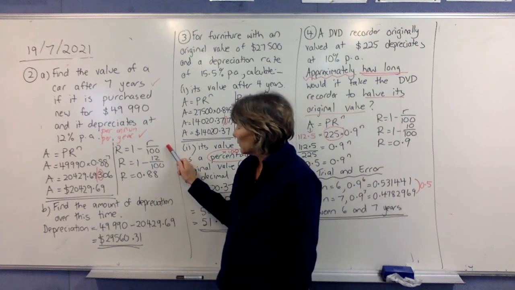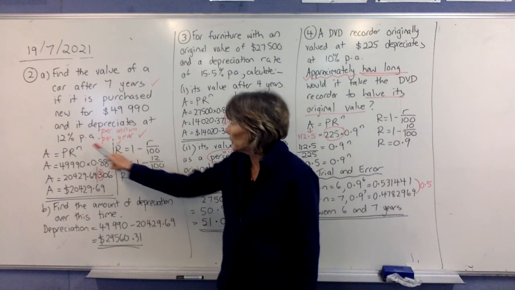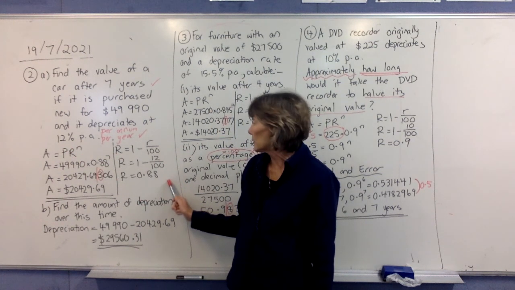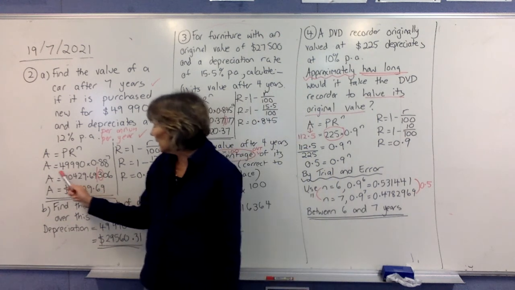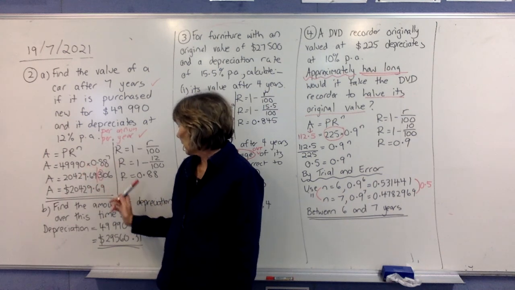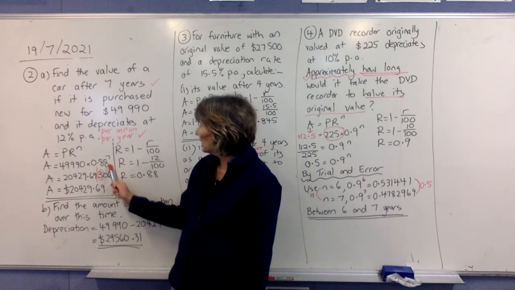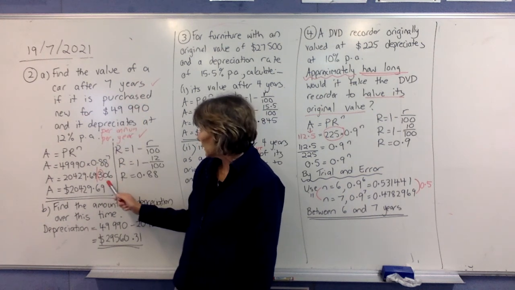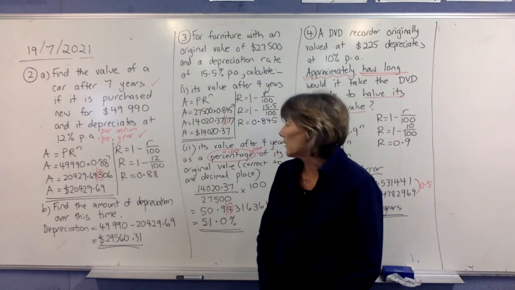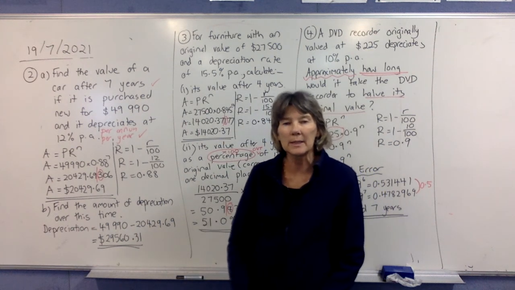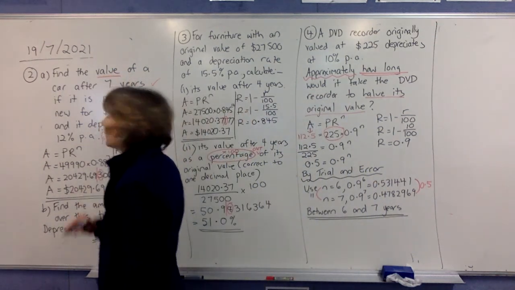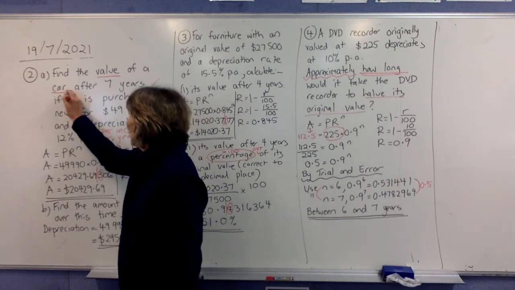So over here we're starting to do our capital R, put our depreciation rate of 12 in here, and we get our decimal to be R equals 0.88. Then come over here, we're putting in our original value of the car, times by our R value we just found, and to the power of 7 years. When you work all of that out and round to 2 decimal places, it will be $20,429.69.